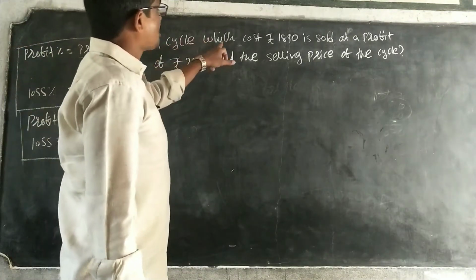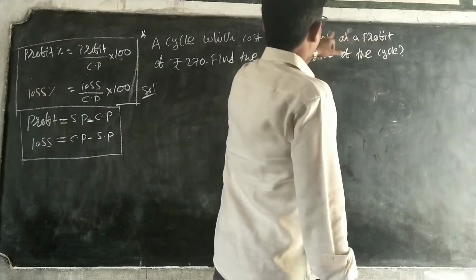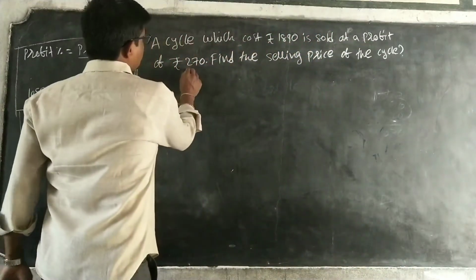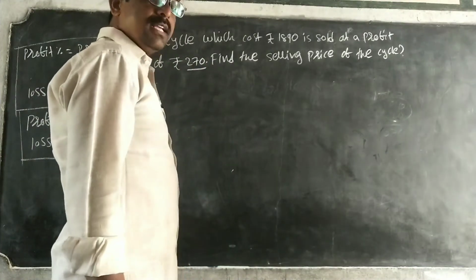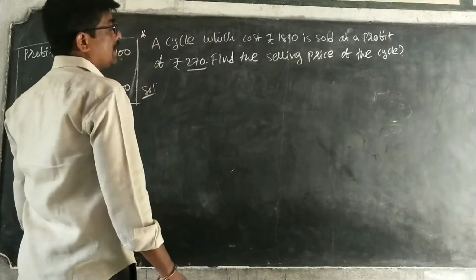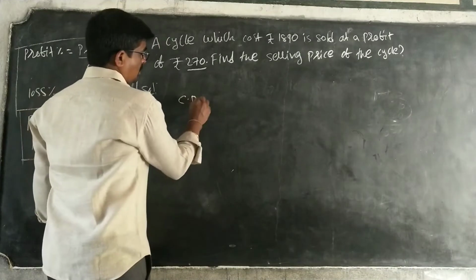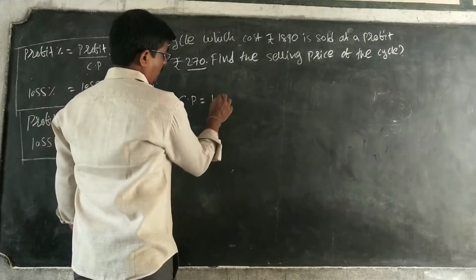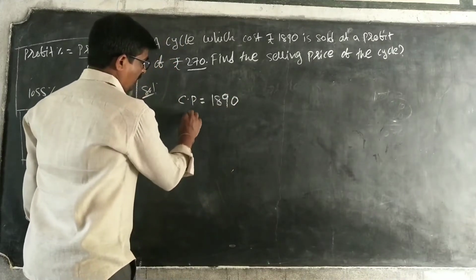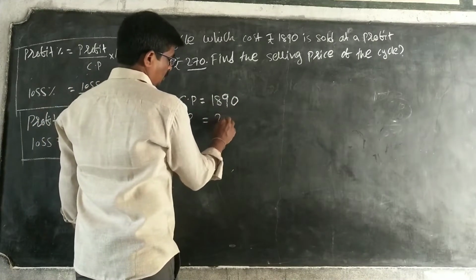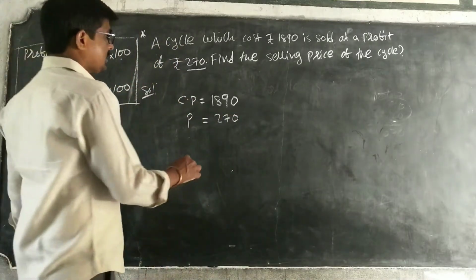A cycle which costs rupees 1890 is sold at a profit of rupees 270. What is the selling price of the cycle? So what is the cost price? Cost price is 1890 rupees. And profit P is equal to 270. What do we have to find? Selling price.